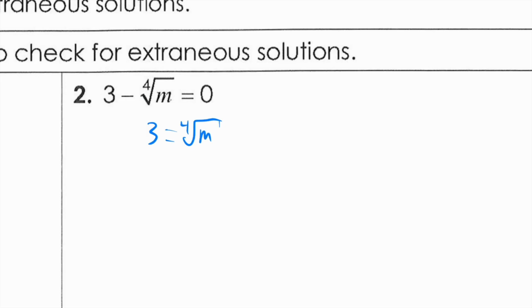Now I have to undo the fourth root of m. Well, similar to how I undid the square root by squaring, I undo the fourth root by raising it to the fourth power. We just match the root and the power together.